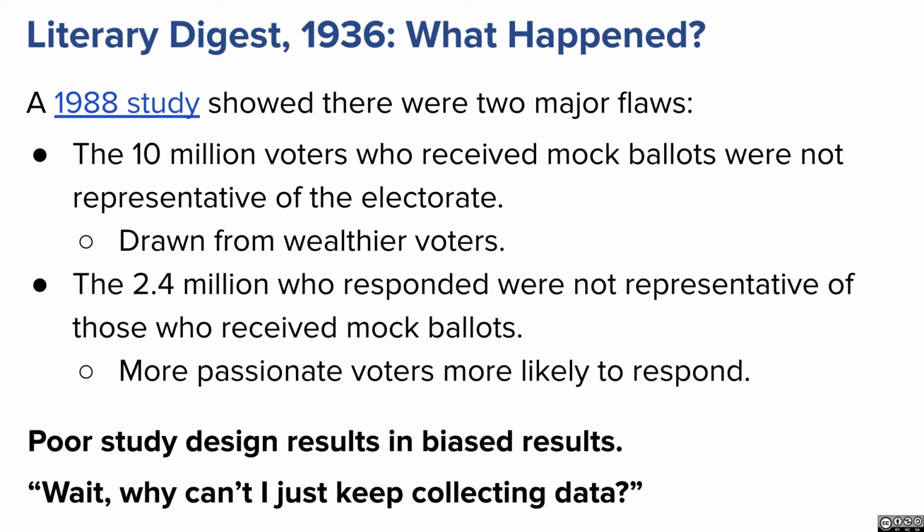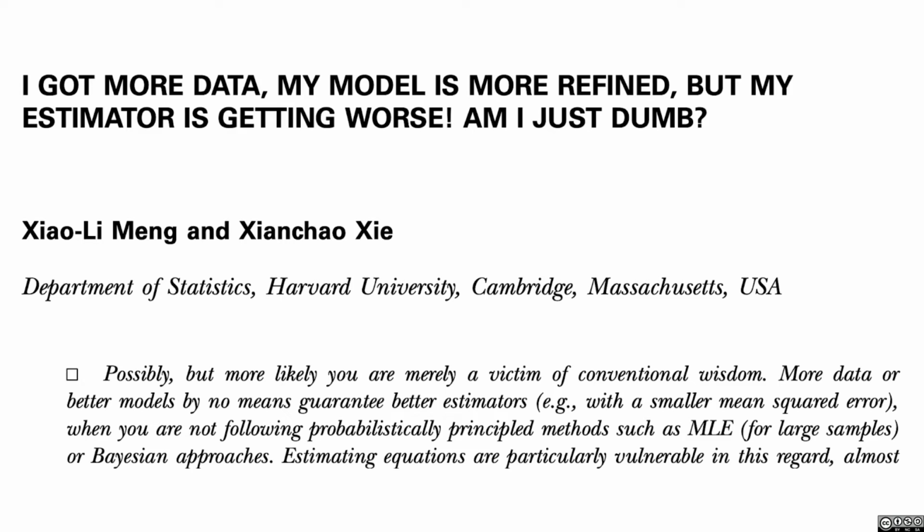And you may ask the question, well, why can't they just keep collecting more data? If I just have all the data, won't my results be 100% accurate? And the answer is yes and no. In this paper published by some statisticians at Harvard, it's a fun title, which is the only reason why I include it. It says, "I got more data, my model is more refined, my estimate is getting worse, am I just dumb?" And the first sentence of this paper is, "Possibly you are. But more likely you're merely the victim of conventional wisdom." And conventional wisdom is that if you collect more data, your results will get more accurate. But that's not necessarily true.